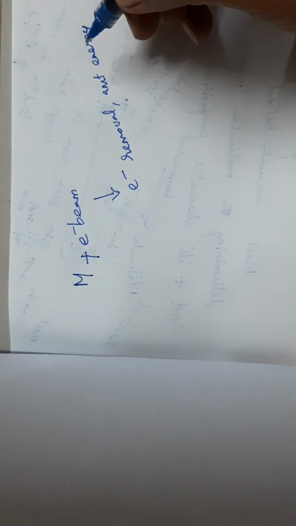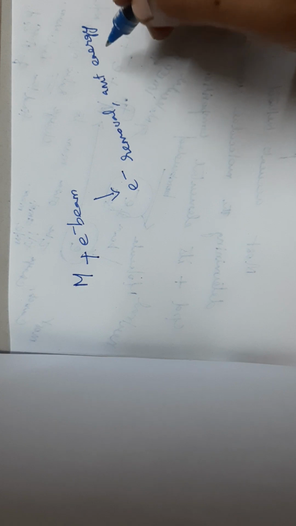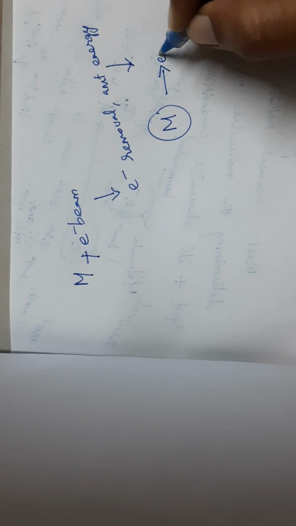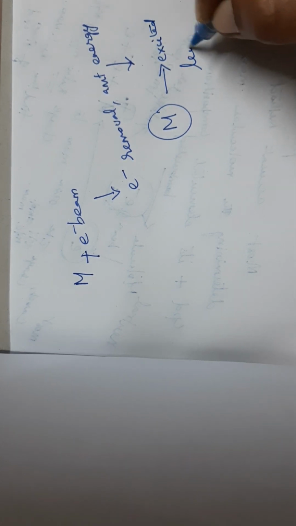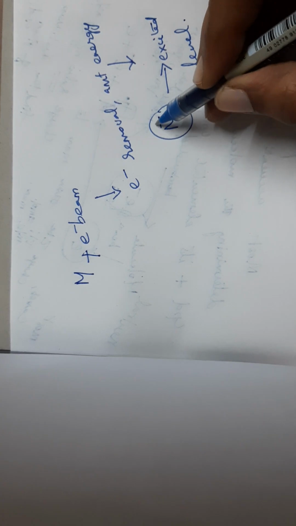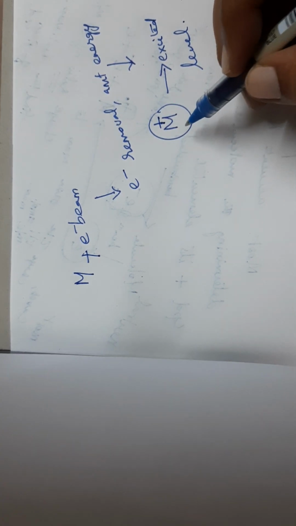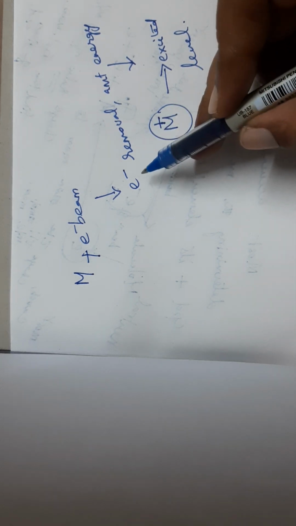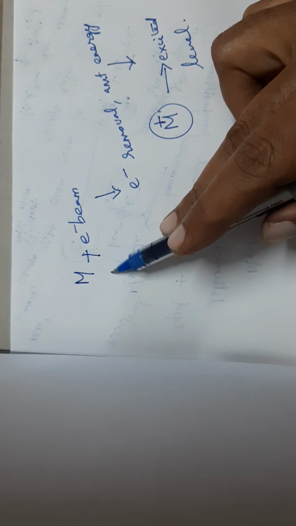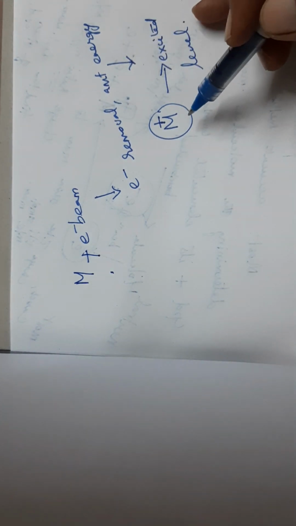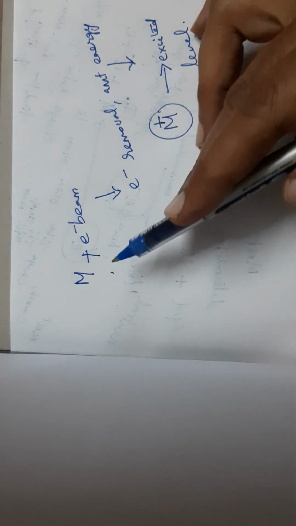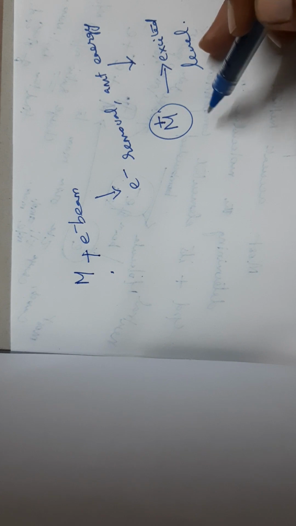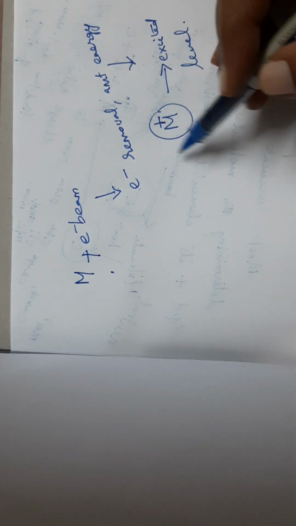Some amount of energy will also be liberated. Because of this energy, the M gets excited to the excited level and is represented there as M plus ion, since with the electron removal from this molecule, energy is liberated. The energy liberated will promote the neutral molecule from the ground state to the excited state as the molecular ion.